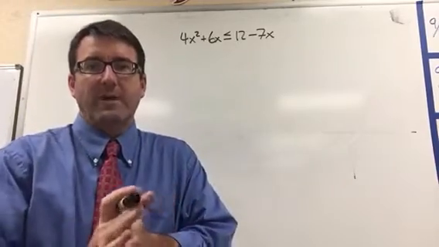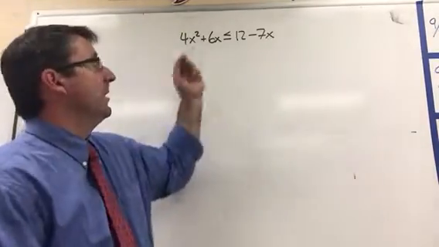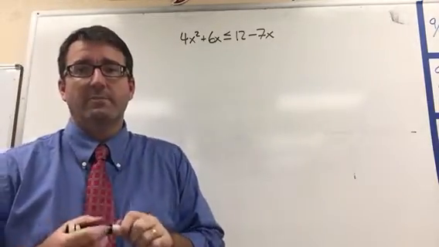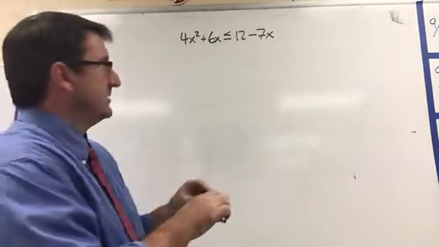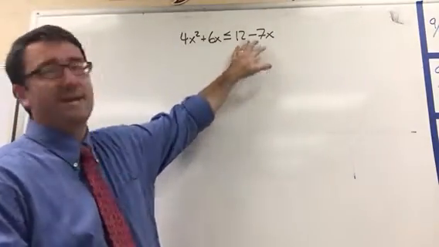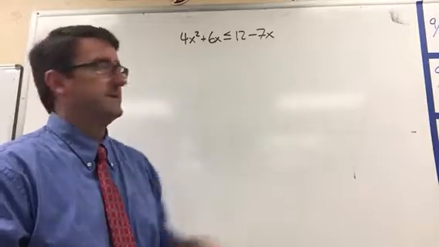All right, for number 5, we're asked to solve this inequality: 4x squared plus 6x is less than or equal to 12 minus 7x. So let's start by getting one side of this inequality equal to 0.